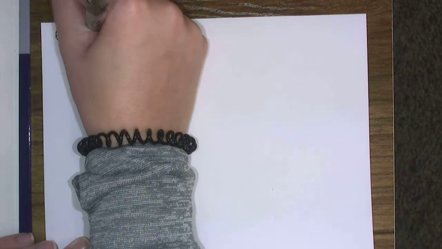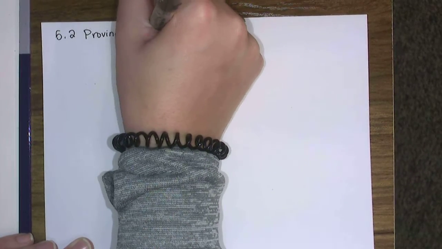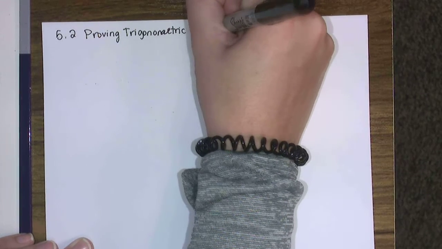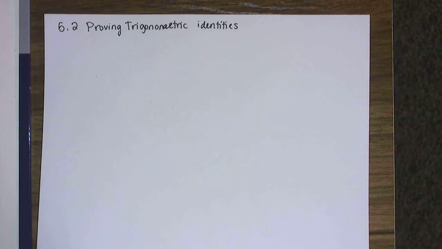is proving trigonometric identities. So you remember we got a bunch of identities in the last section, and you also had a bunch that you should have learned in Algebra 2, although most of them are repeats in your book in 5.1. So we're going to look at kind of proving that.